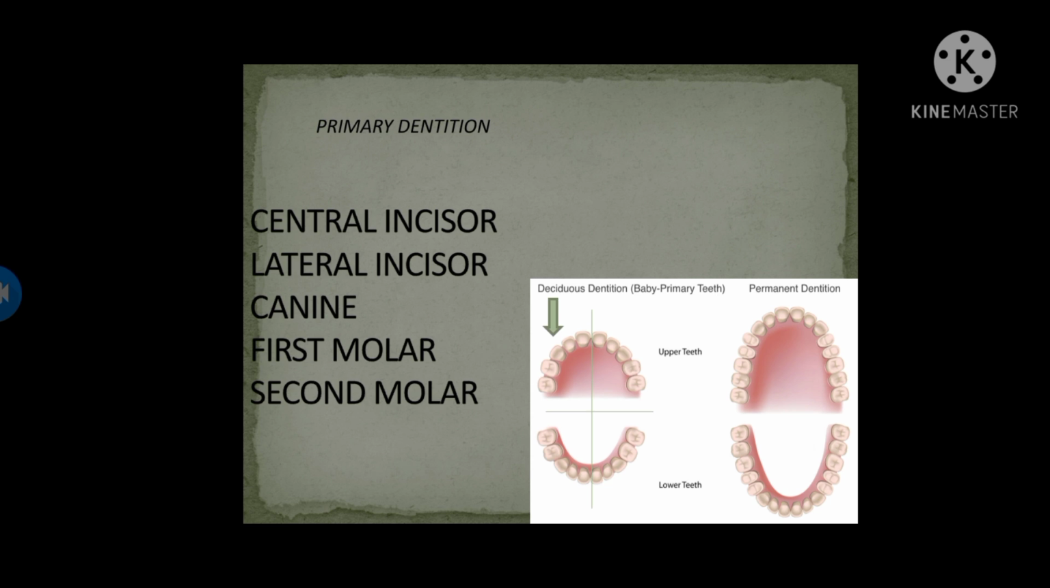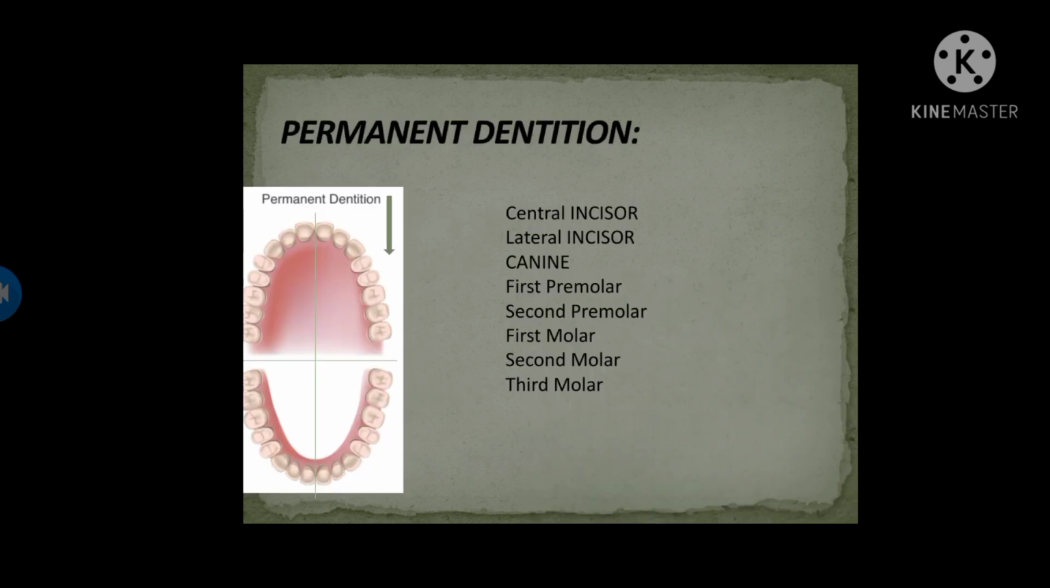So in primary dentition, the tooth which is just adjacent to the mid-sagittal line is the central incisor, then the tooth lateral to it would be the lateral incisor, then the third tooth would be the canine, then we have the first molar, then we have the second molar. In permanent dentition, the tooth just adjacent to the mid-sagittal line would be the central incisor.